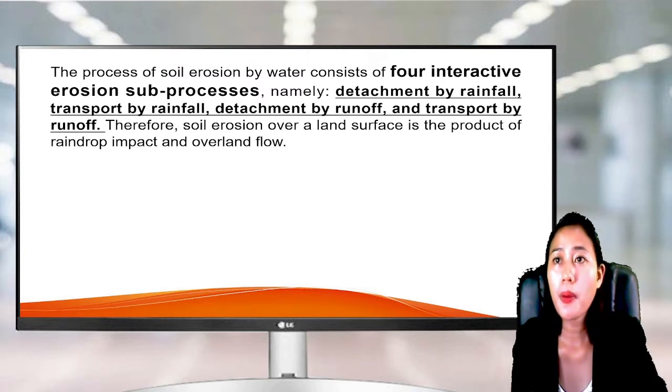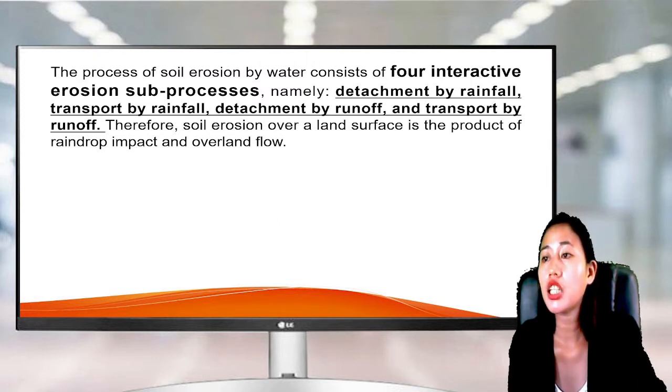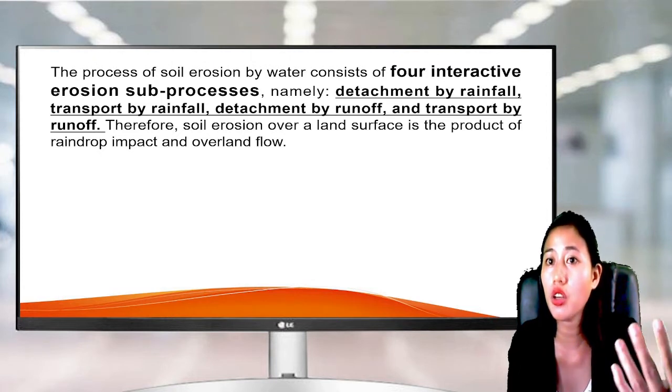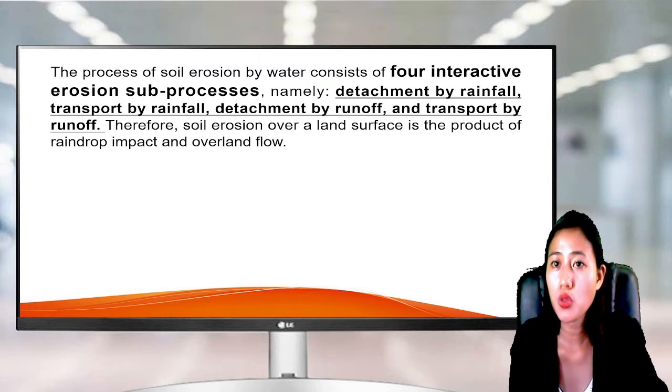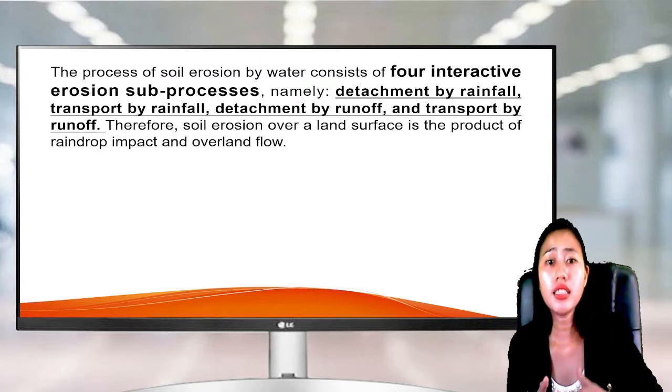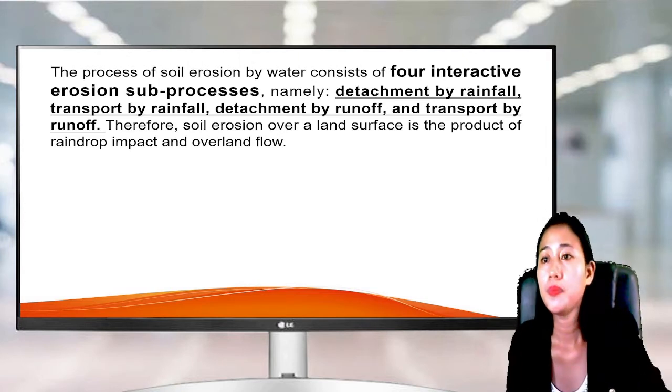They stated that the process of soil erosion by water consists of 4 interactive erosion sub-processes, namely detachment by rainfall, transport by rainfall, detachment by runoff, and transport by runoff. So those are the 4 factors. Therefore, soil erosion over a land surface is the product of raindrop impact and overland flow, that is, when runoff occurs.